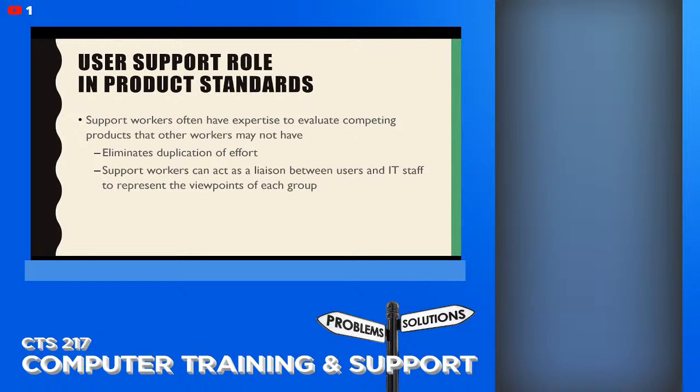So support workers often have this expertise that other people don't. You wouldn't trust the opinion of someone who's never owned a car and has always walked everywhere in regard to what you should buy for your next car. It's this expertise, this experience, this knowledge that builds this trust.